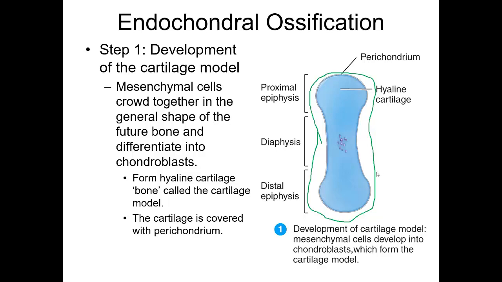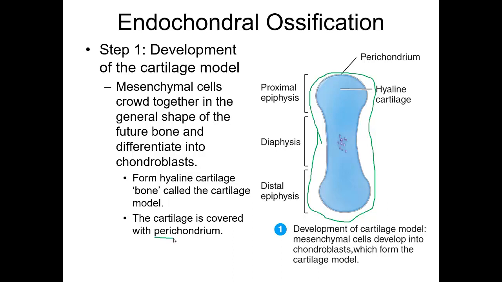Now this cartilage is covered with perichondrium. Note that this is not periosteum, it's perichondrium, because it is still hyaline cartilage. It's not yet bone. So this is where the future proximal epiphysis is going to be, this is where the future diaphysis is going to be, and this is where the distal epiphysis is going to be. Now this is still perichondrium and chondroblasts because this is still hyaline cartilage.